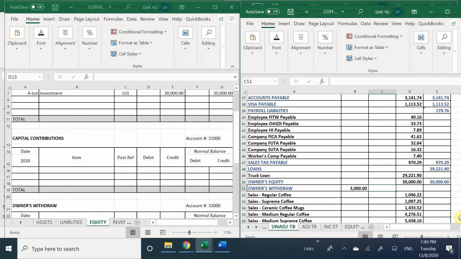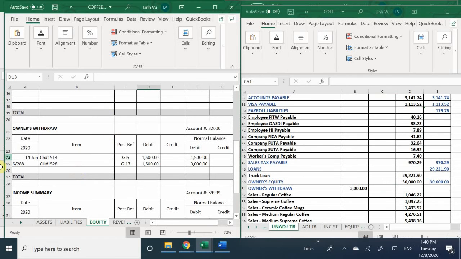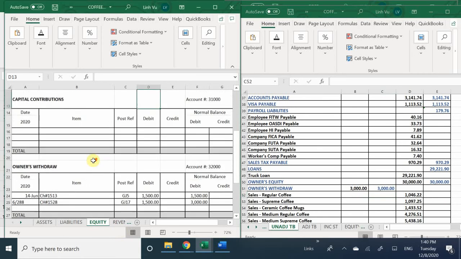Okay? And then what about my owner's withdrawal? Still the same, it's still 30,000. So I'm going to go ahead and carry that over on the debit side. All right? Now, next is going to be my revenues. So again, this is going to be a big one.